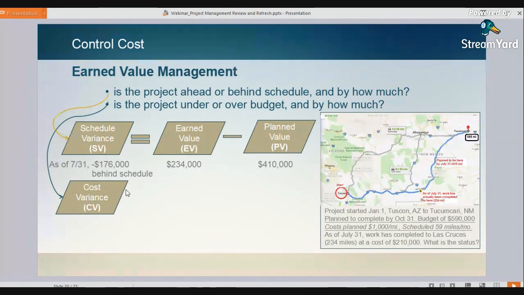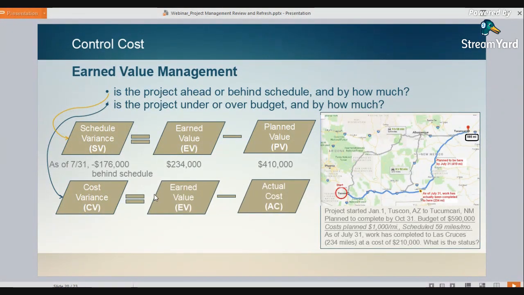Let's look at our cost variance, because cost and schedule are two different things. Our cost variance formula is again starting with our earned value and subtracting our actual cost, what we actually spent to earn that amount of deliverable. Our actual cost is $210,000. It's given. How do we know it's $210,000? Because that's the total of the checks we wrote. That's what's missing from our pocket. We've spent $210,000. We've earned $234,000 worth of road work.